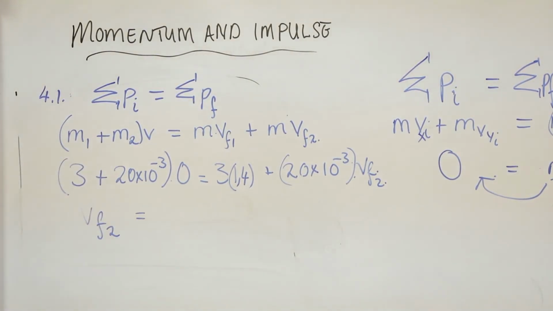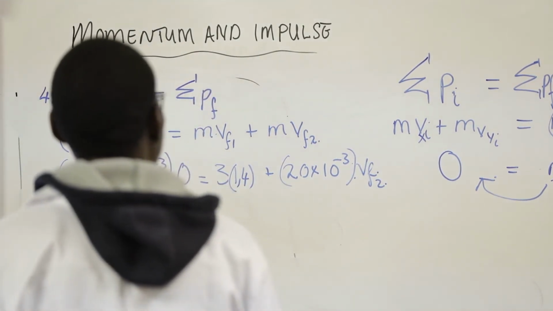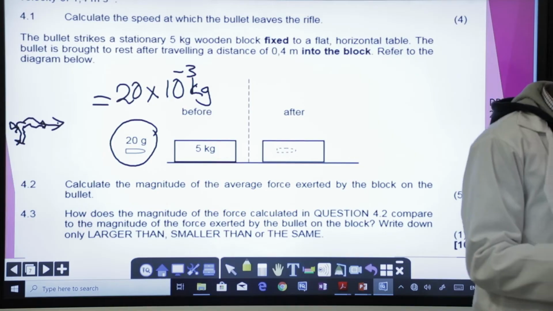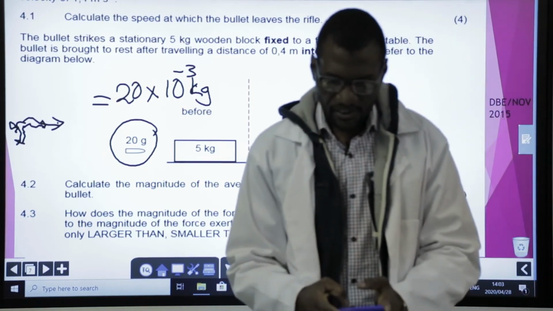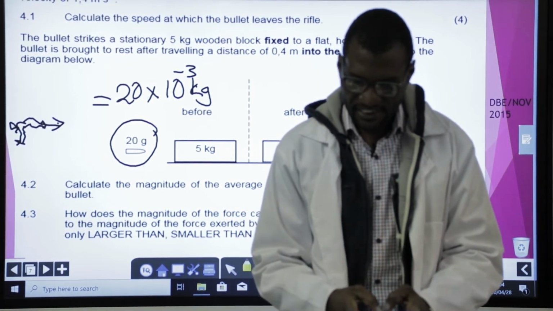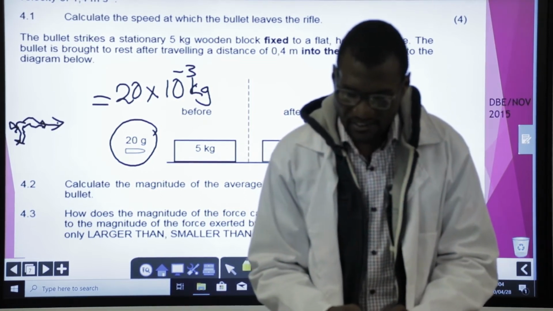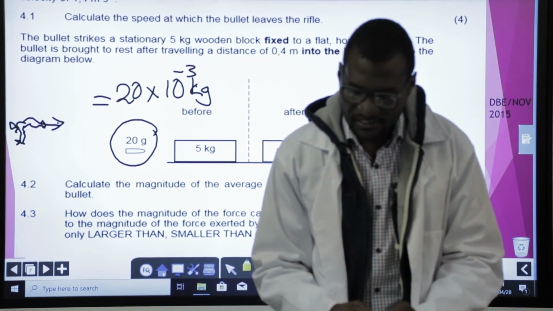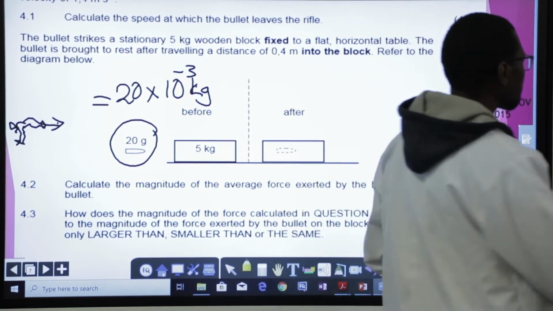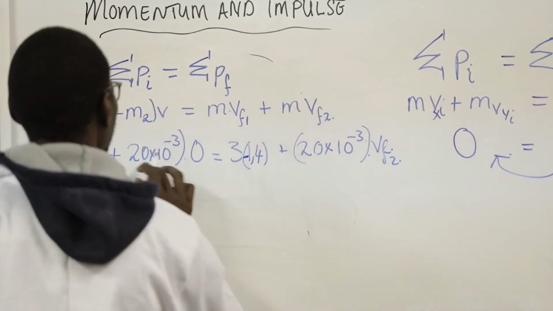Pull out your calculator. Let's do the calculations. What are we looking at? We are looking at 3 plus 0,02 all multiplied by 0. Okay, and then we subtract 3. We add 3 times minus 1,4. Can I just take note that the bullet is leaving at an opposite direction from the gun.